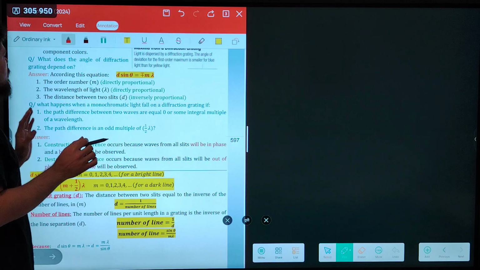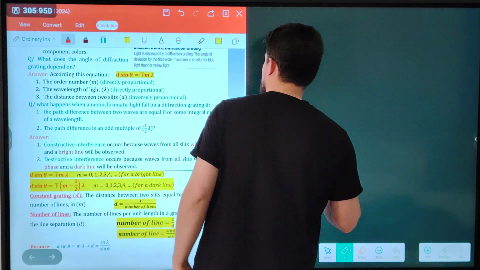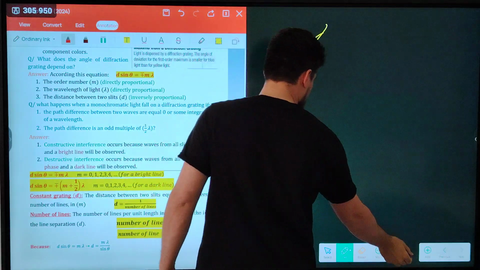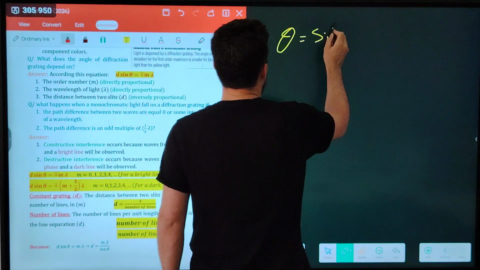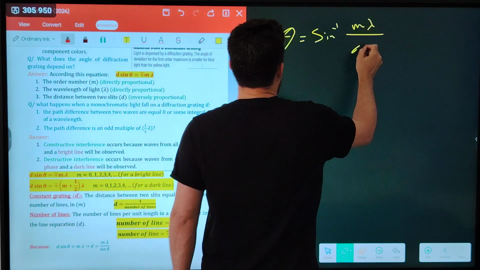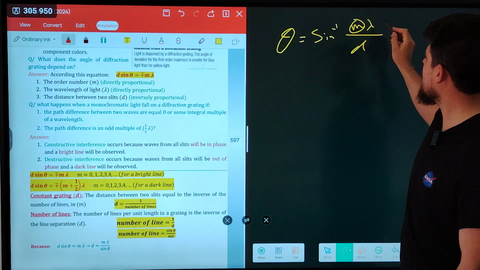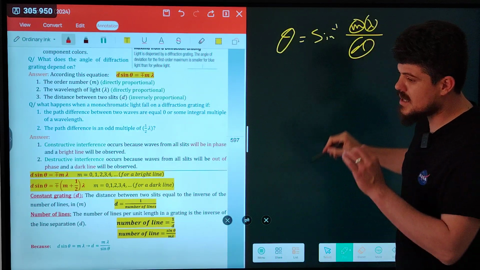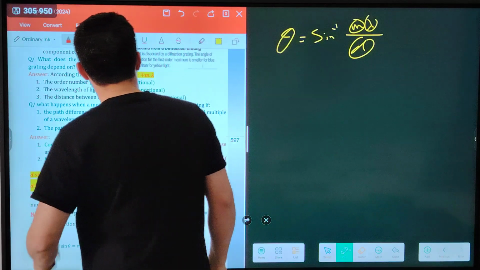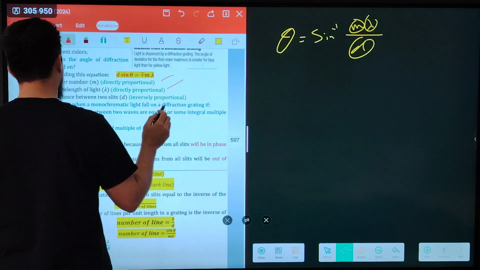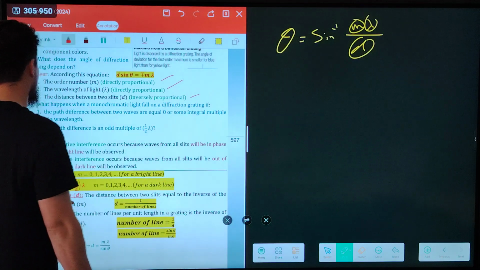What does the angle of the diffraction grating depend on? Theta is equal to sine inverse of m lambda over d. It depends on the order number, the wavelength, and the distance between the slits, or the distance between the lines. The angle is directly proportional to m and to the wavelength, but inversely proportional to d.